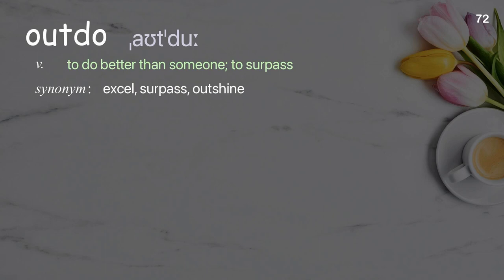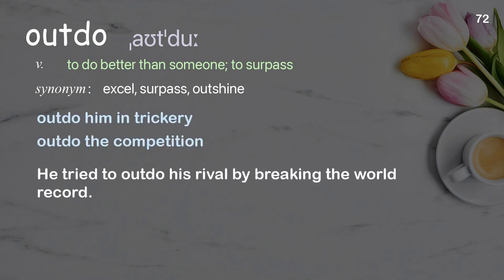Outdo. To do better than someone, to surpass. Examples: outdo him in trickery, outdo the competition. He tried to outdo his rival by breaking the world record.